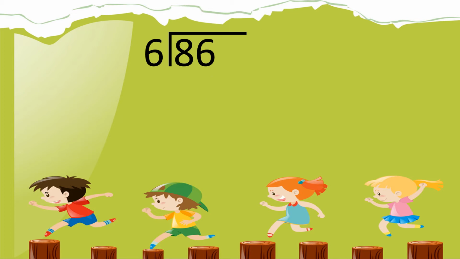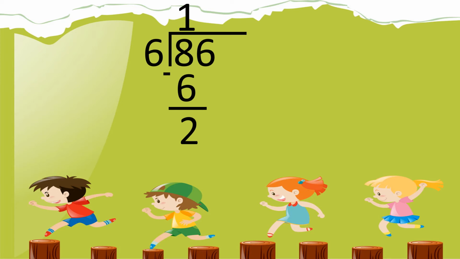Here we have another question. 86 divided by 6. First, we would see how many times 6 goes into 8. 6 goes into 8 only once, so we would put a 1 on top of the 8. Next, we would times the 6 by the 1 to get 6. We would put the 6 underneath the 8. Then we would subtract 6 from 8. That would leave us with 2.